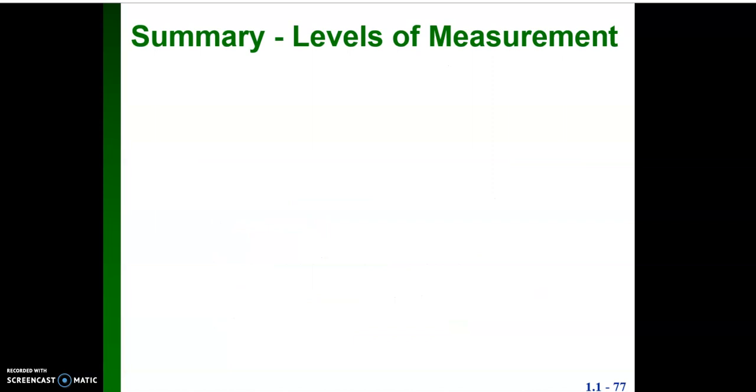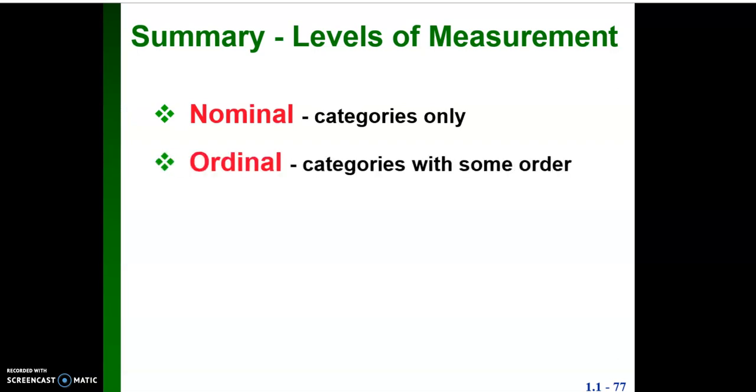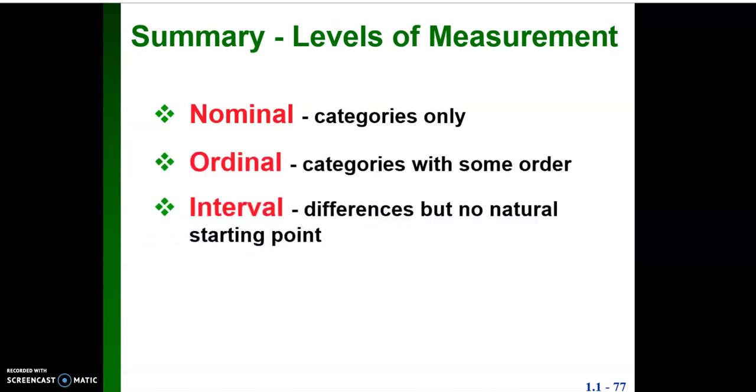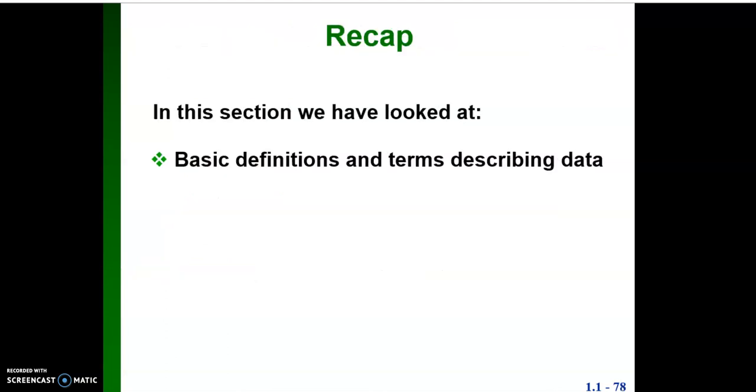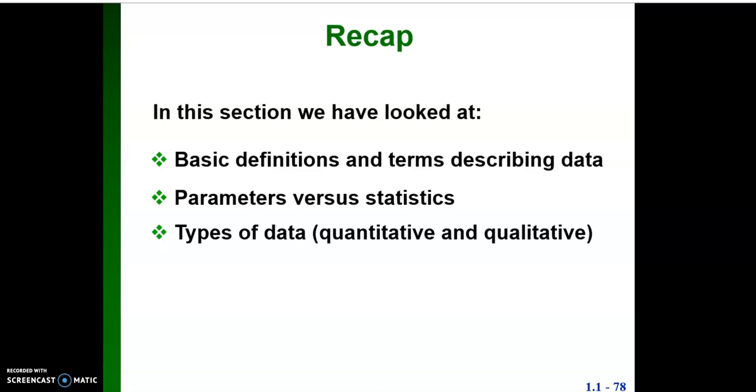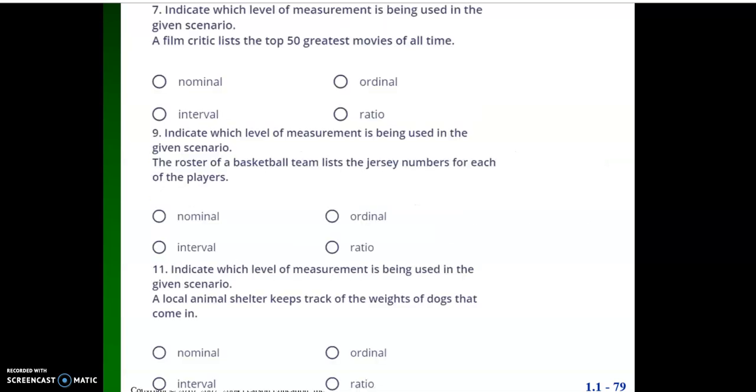It's a summary of what you have done under levels of measurement. Nominal, categories only. Ordinal, categories with some order. Interval, differences but no natural starting point. Ratio, the differences and a natural starting point. The recap: in this section, we have looked at the basic definitions and terms describing data, parameter versus statistics, types of data, and levels of measurement.